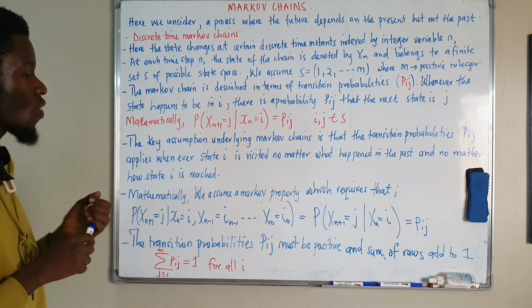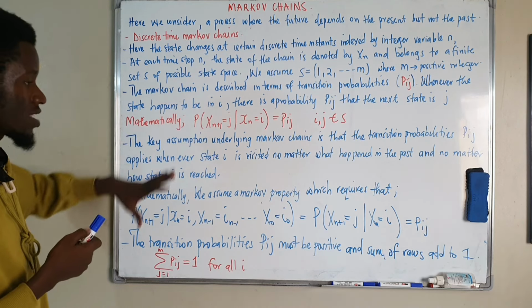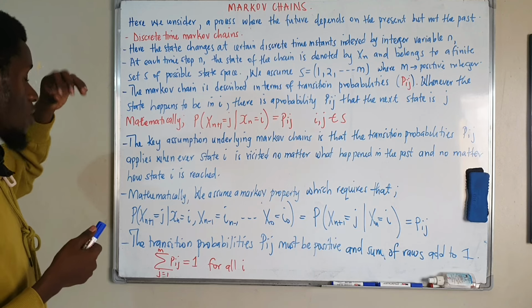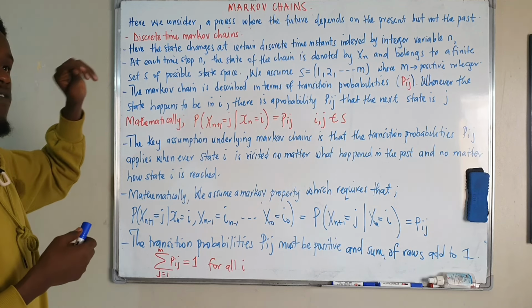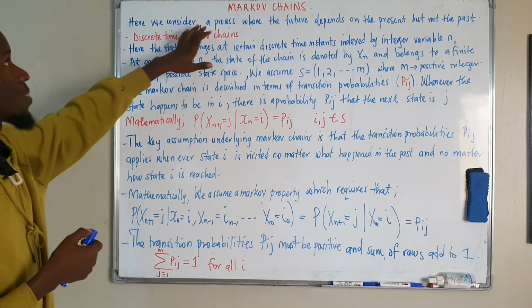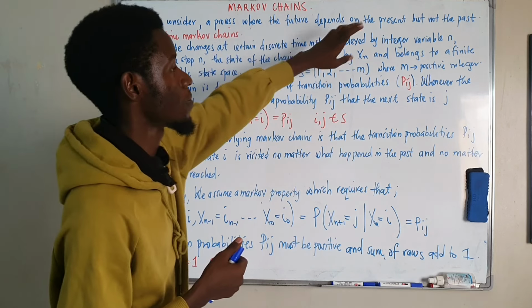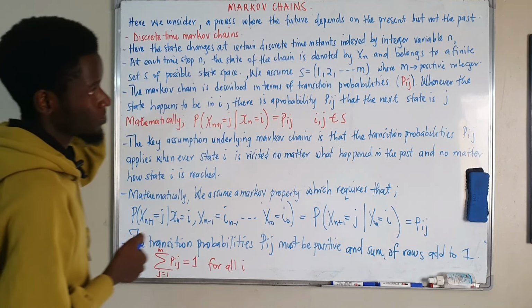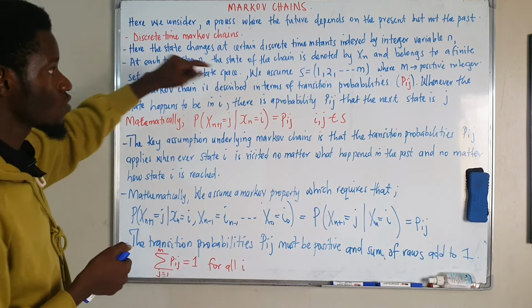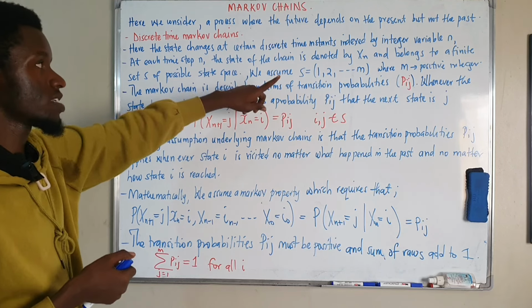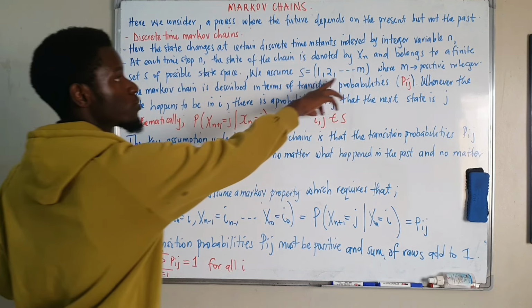What we have to take from this first part is that a Markov chain is a process where the future depends on the present but not the past. That's the first thing. We have to assume our state space. The state space may be 1, 2 up to m.